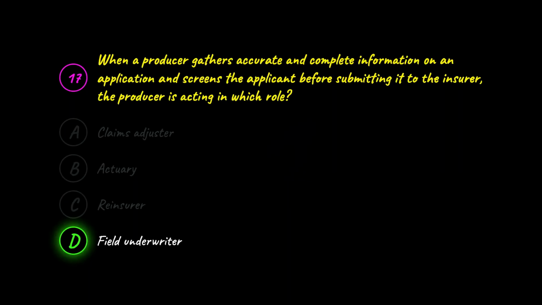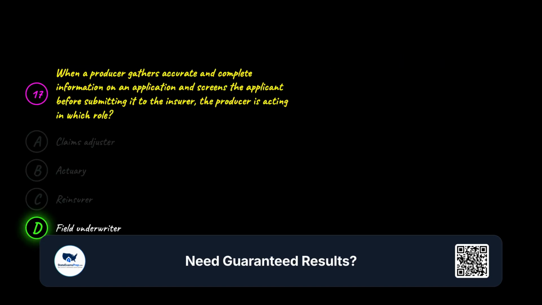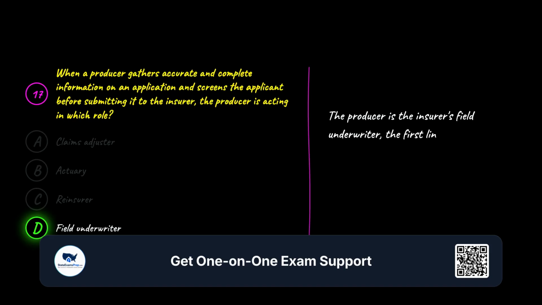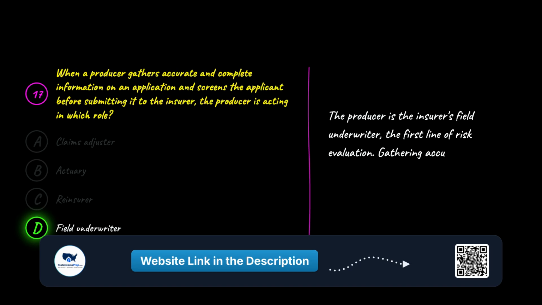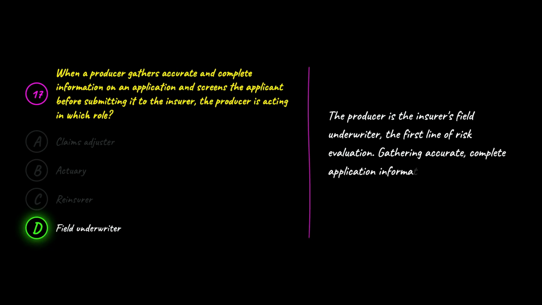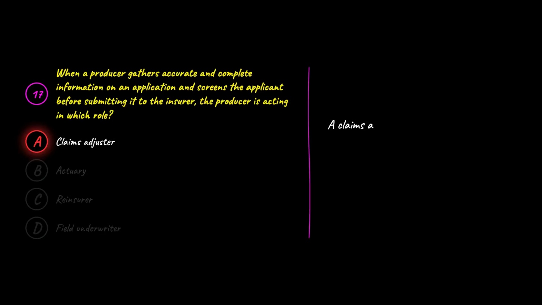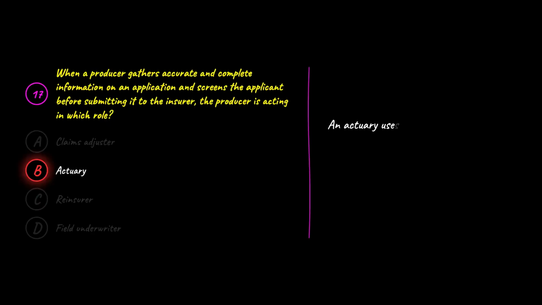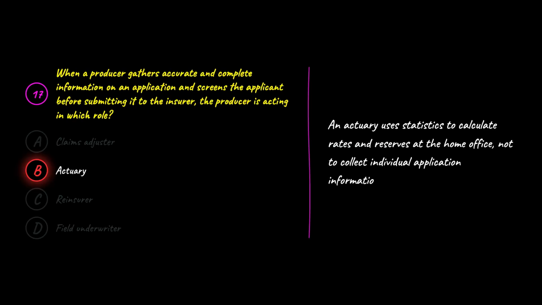The correct answer is D. Field underwriter. D is correct because the producer is the insurer's field underwriter, the first line of risk evaluation. Gathering accurate, complete application information and screening applicants is exactly that role. A is wrong because a claims adjuster investigates and settles losses after they occur, which happens long after the application stage the producer handles. B is wrong because an actuary uses statistics to calculate rates and reserves at the home office, not to collect individual application information in the field.